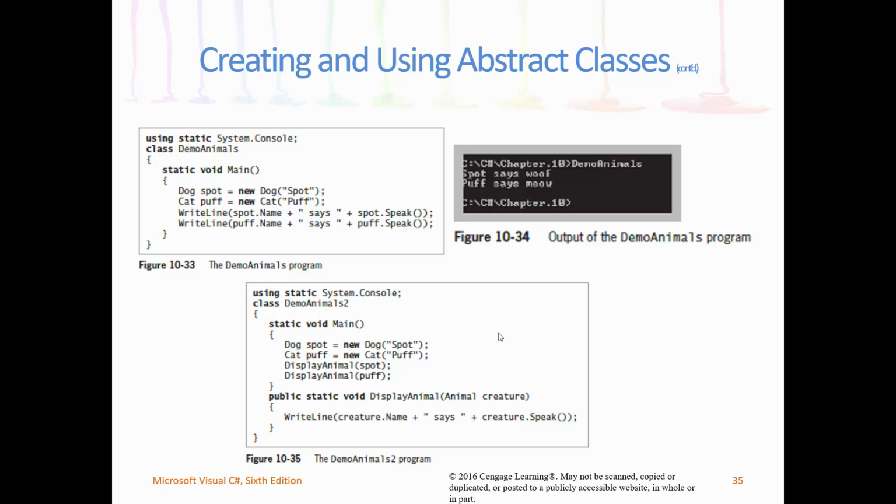When you go and you call the Speak method, again, the system knows for Spot to say woof because Spot is a dog. It knows for Puff to say meow because Puff is a cat. That's polymorphism at work. It knows the right method to call based on the type of object that's associated with that method.